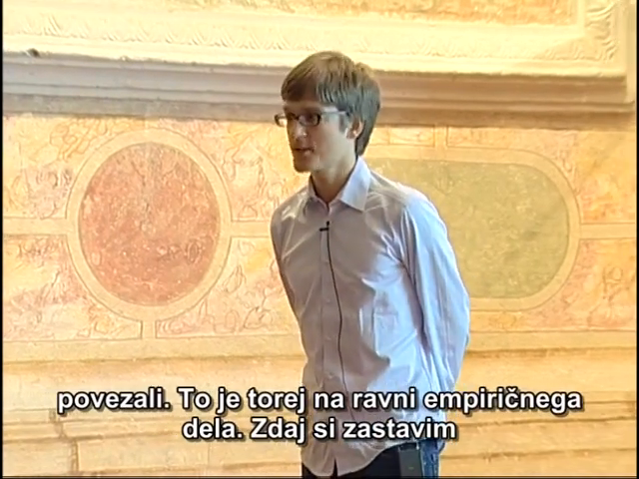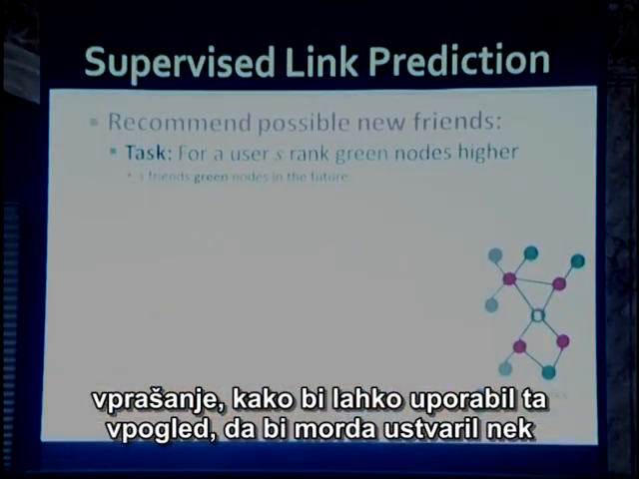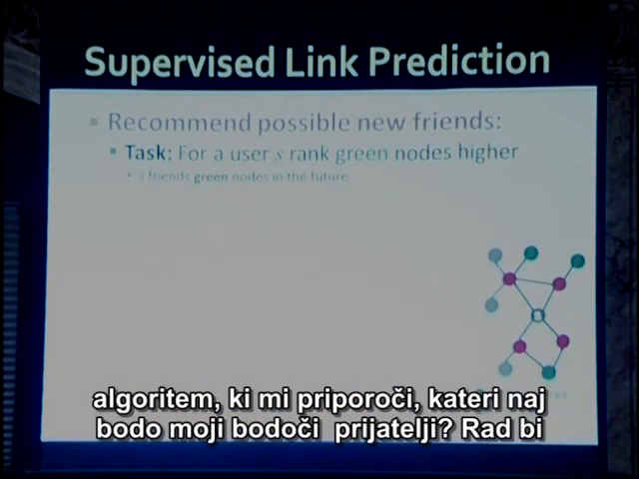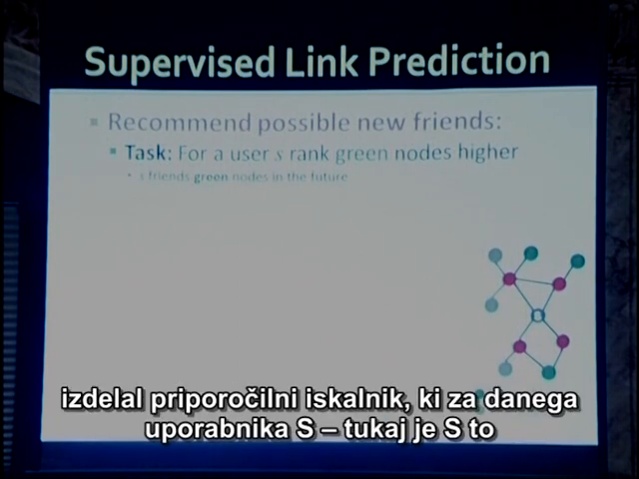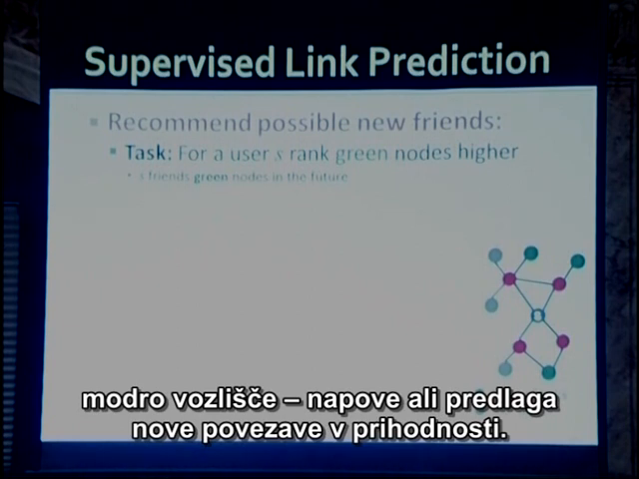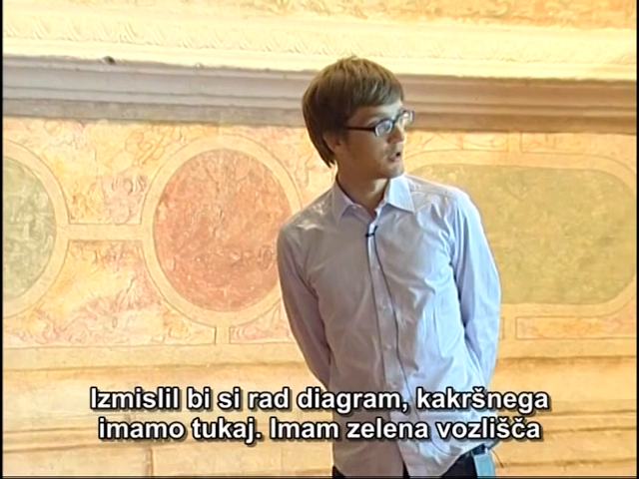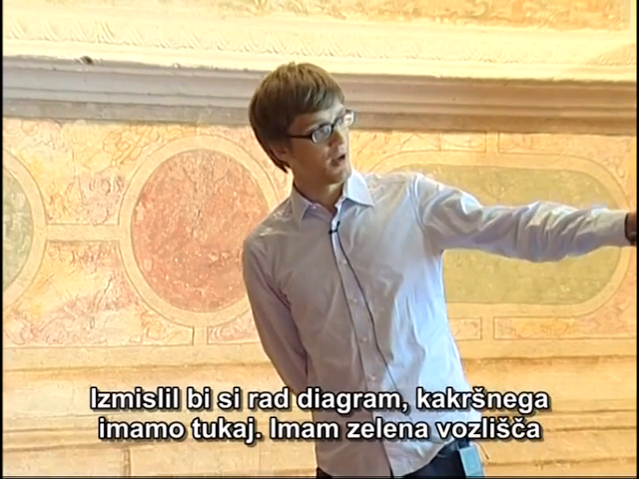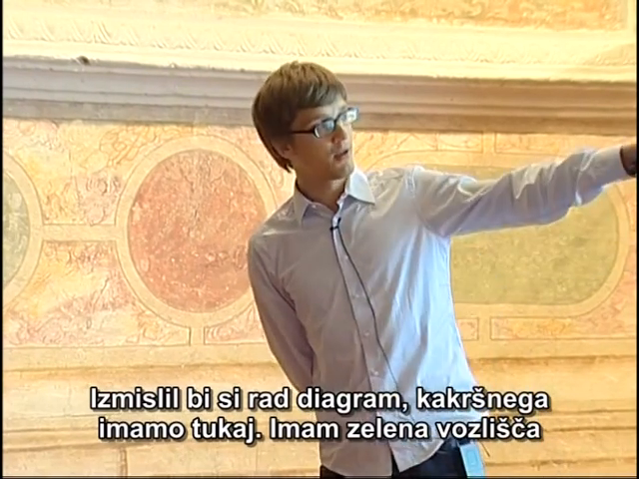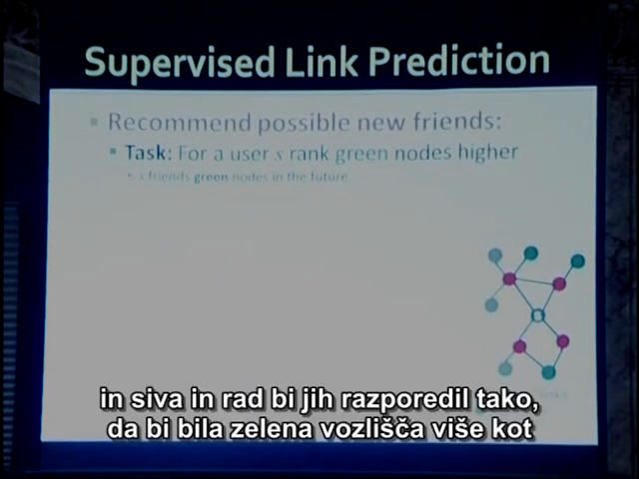Now I can start asking, okay, how could I use these insights to create an algorithm that will recommend who my future friends will be? So what we want to do now is build a recommendation engine that, for a given user S, here the blue node on my graph, predicts or suggests who this node S may want to connect to in the future. I have my green nodes, I have my gray nodes, and I would like to somehow rank the green nodes higher than the gray nodes.